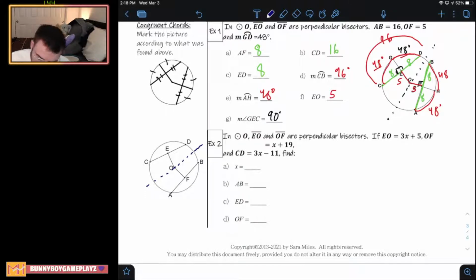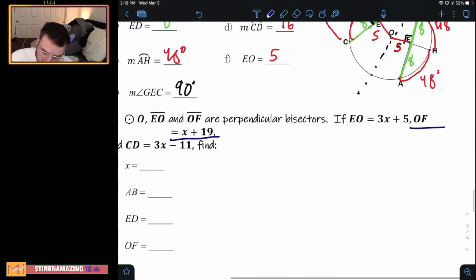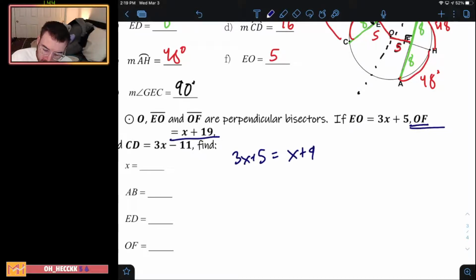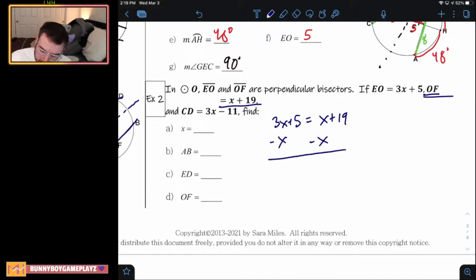If EO is 3x plus 5 and OF is x plus 19. Well, what do we know about EO and OF? They're equal, right? That's the whole point, that this chord is the same distance from the center as this chord is from the center, right? The whole point is that these two guys are the same length. So EO is 3x plus 5 and OF is x plus 19, but in the end, they're equal. So solve for x.